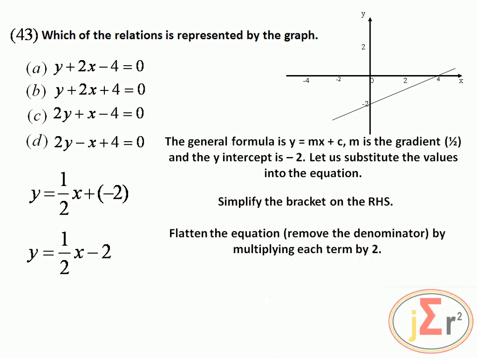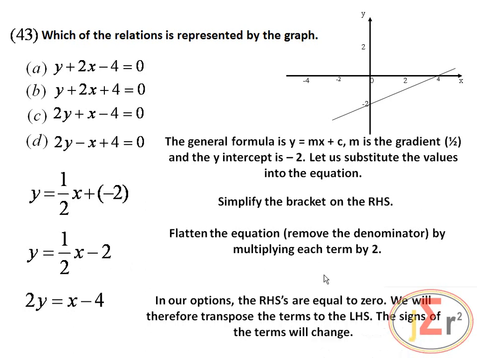Flatten the equation, that is, remove the denominator by multiplying each term by 2. That is what we are going to do. So we are going to get rid of that denominator by multiplying everything by 2. So we will say 2 times y is 2y. 2 times a half is 1. 1x may be written as x. We do not need to write that 1. And then 2 times -2 will give -4. So we will have 2y is equal to x minus 4. But what do we know?